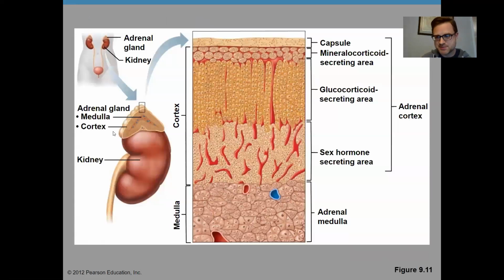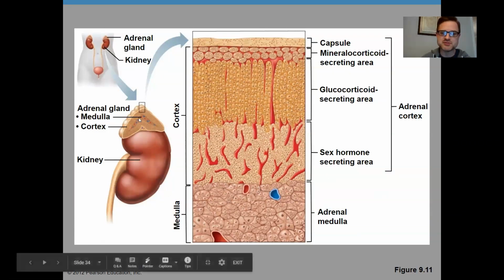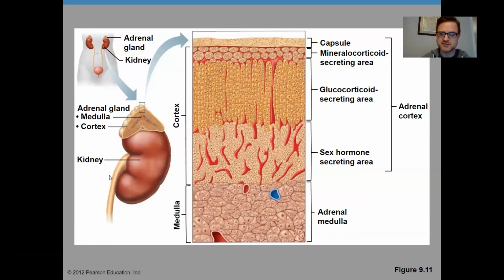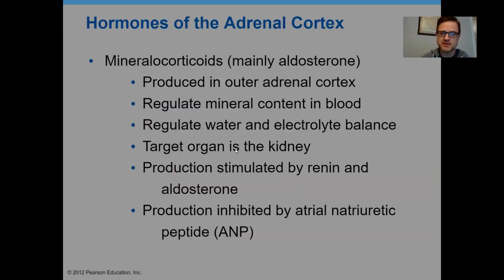If you look at a diagram, this is from your book, the outer region is called the cortex. You have three main layers: the mineralocorticoid secreting layer, the glucocorticoid secreting layer, and the sex hormone secreting layer. What these different hormones are and what they do, we'll discuss here in just a minute. And the medulla is this innermost region of the adrenal glands.